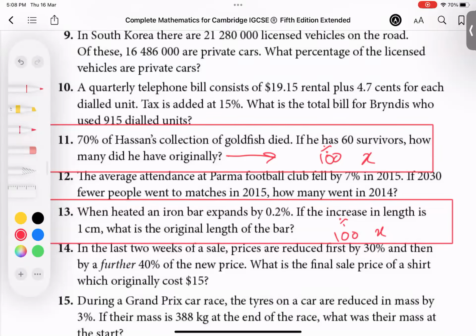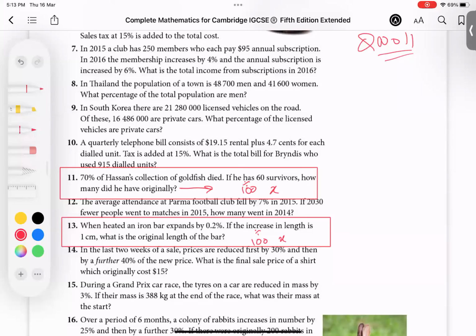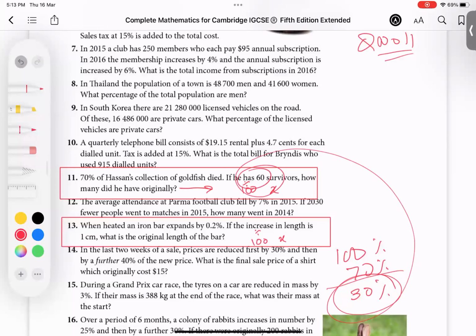Bismillah ar-Rahman ar-Rahim. Question number 11. This is very interesting. So first of all, listen carefully. 70% of Hassan's collection of goldfish died. 70% gone, died. If 60 survived, it means 60 are left behind. So out of 100, if 70 died, how many are left behind? So 30% is left behind. 100%, 70 gone. So this 30% equals this much. So I write two things: percentage and fish.